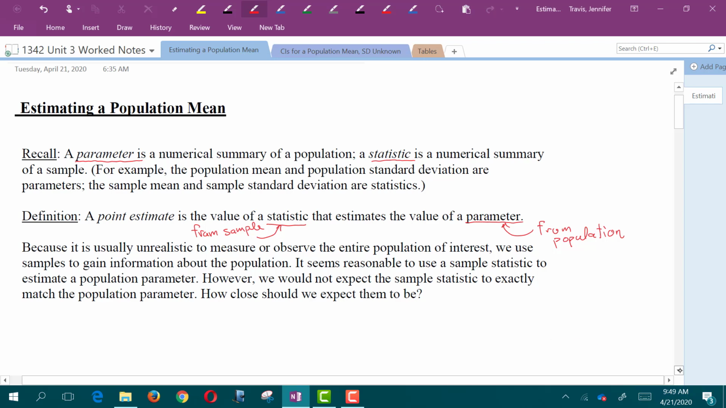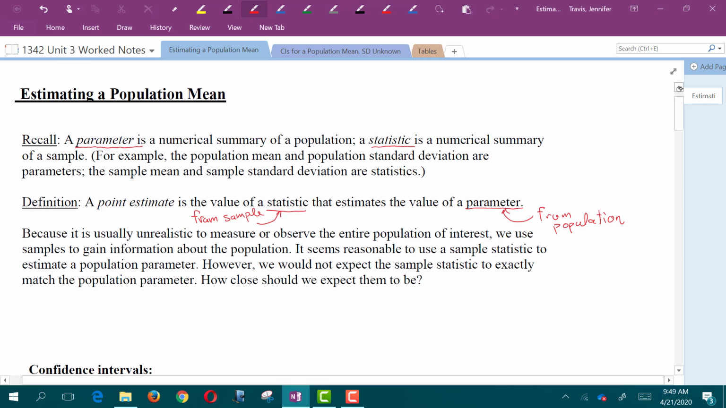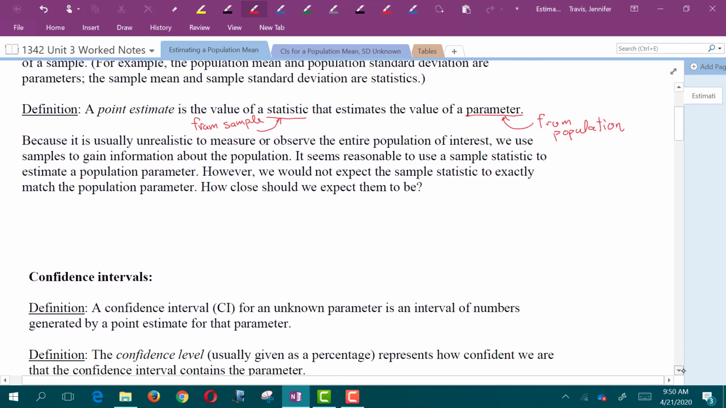Okay, so if we are using a sample to represent a population and we take the average, the mean, of all the data points in the sample, we would not necessarily expect it to match the population mean exactly. In fact, it would be rather surprising if it did. What we want to do is quantify how close we would expect it to be. So, this brings us to what we call a confidence interval.